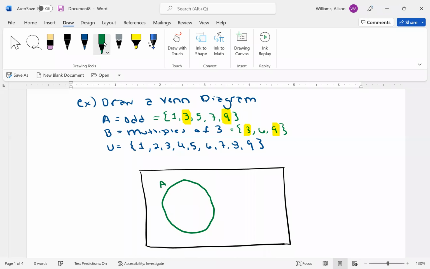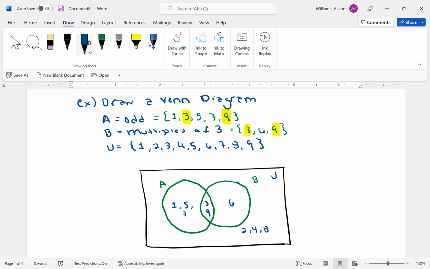So here's A, here's B, and then 3 and 9 will be here in the middle. Sorry, it's kind of a sad 9. There we go, a little better. And then 1, 5, 7 will be sitting over here in A. 6 will be sitting here in B. And then outside of both of them in the universe will be, let's see, 2, 4, and 8. Yep, there we go. Got them all. All right. So that's how we could draw that Venn diagram.